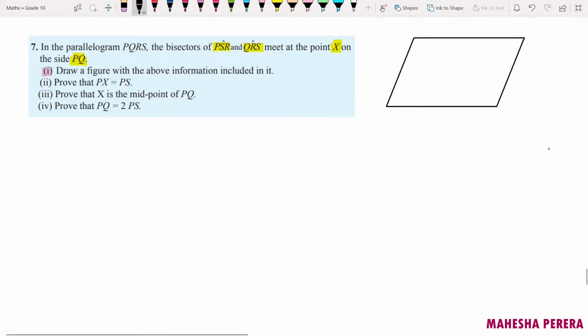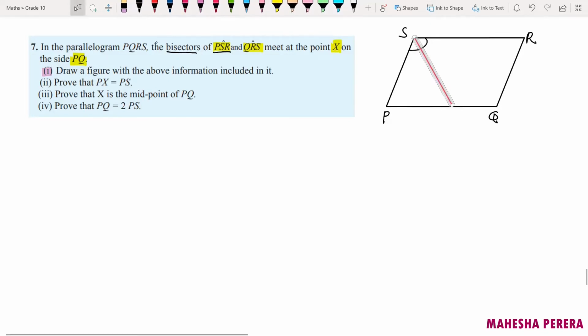I'm going to label it PQRS, right? Then we need to draw these bisectors. Bisector of PSR. PSR. Here is our angle. So we need to draw an angle bisector, right? So let's draw this.